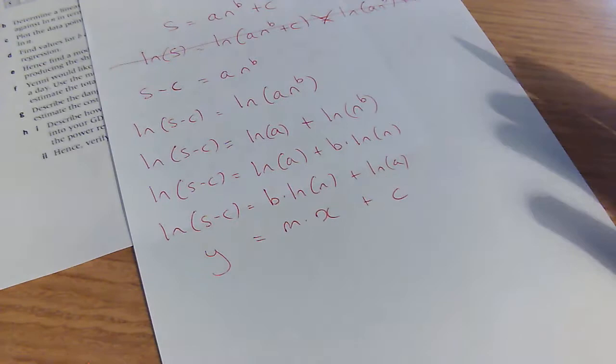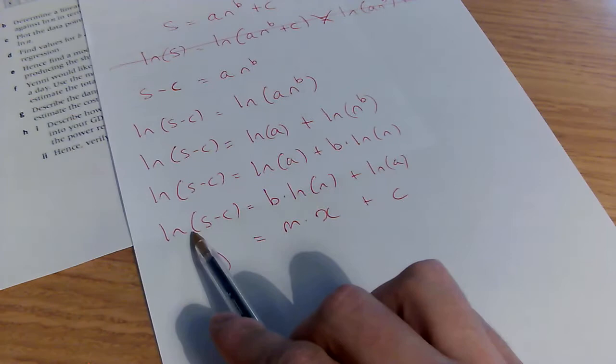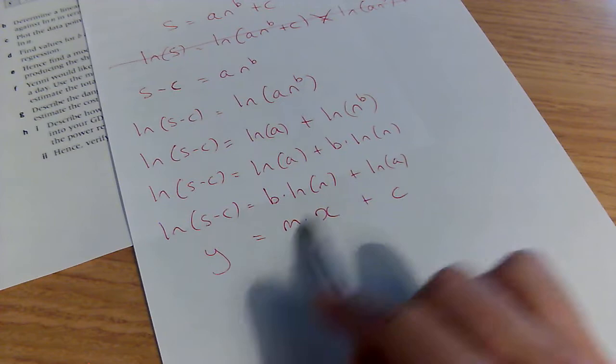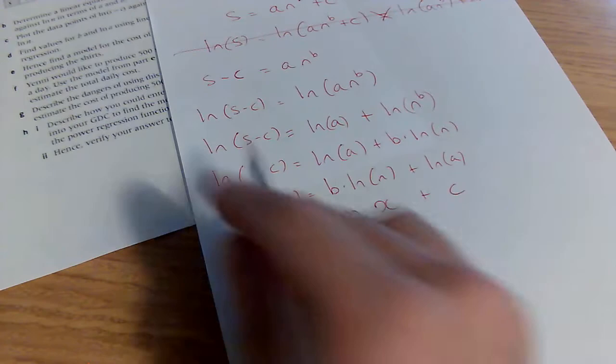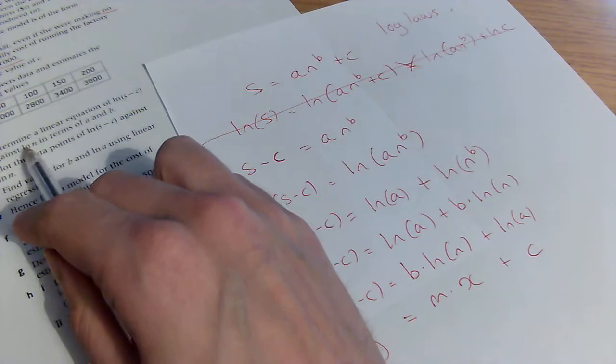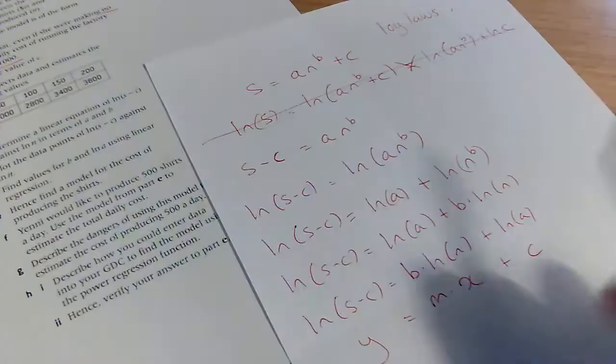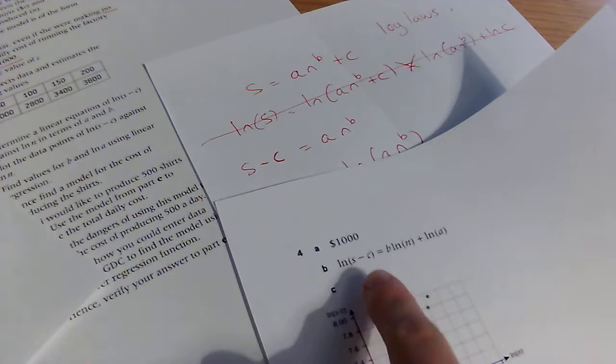Admittedly, it doesn't look much like it, but if you think about that as an output variable equals input variable times constant plus constant, that's what it is. So we've got it. We were asked to determine a linear equation of ln of s minus c against ln n in terms of A and b. Yeah, we have that. And this is confirmed by looking at the actual answers here. So it's the same thing they've written. Yeah, okay, that's good. Now we have to actually make a graph.